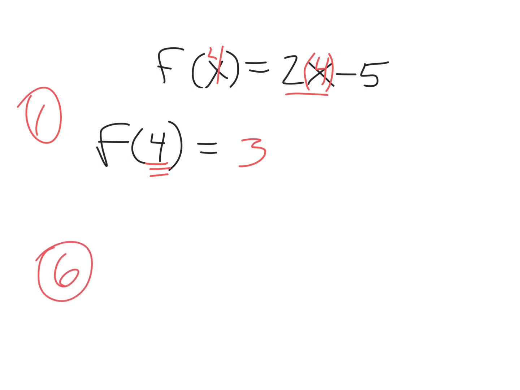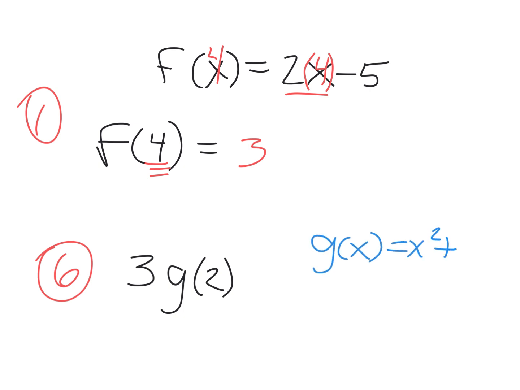Read me number 6. 3 times g of 2. Yeah, 3g of 2. Is that it? And then you have g of x equals x squared plus 3. X squared plus 3. Okay, that's what I need.